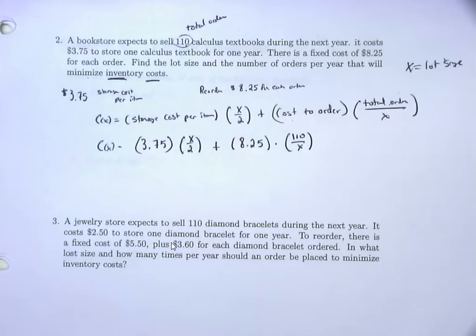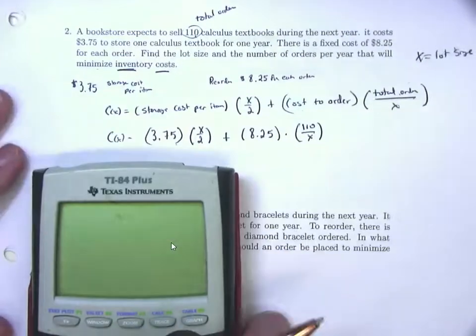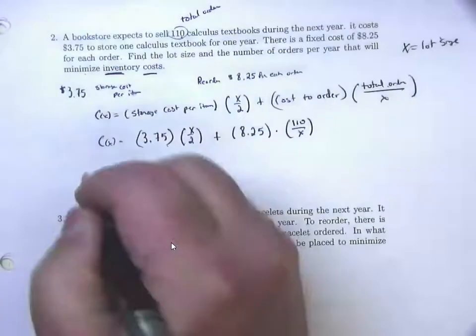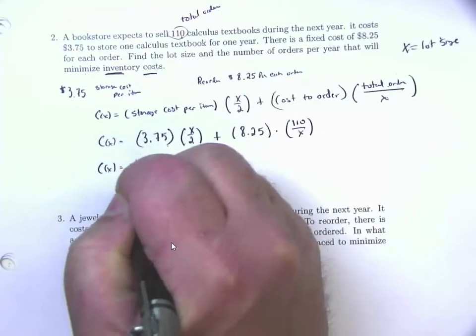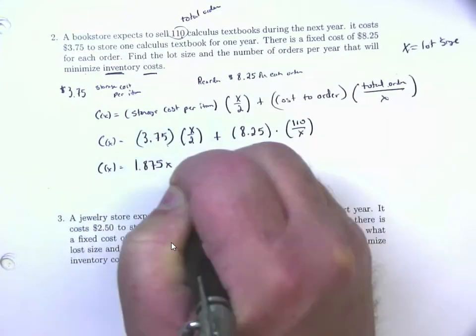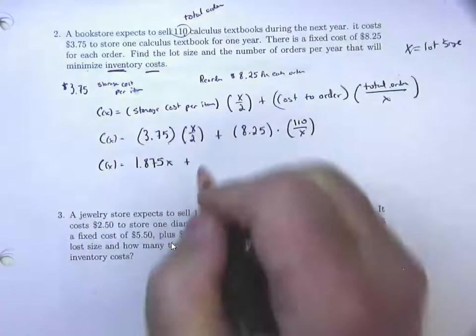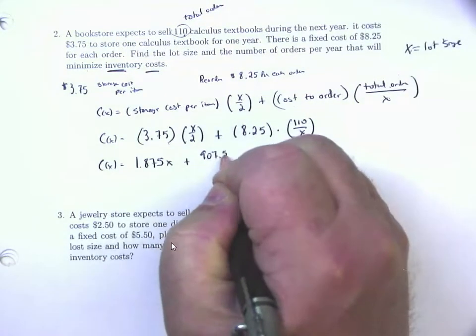Now, the key word to this formula is minimize. Anytime you need to maximize or minimize, you have to take the derivative, set it equal to 0, and solve. But before I do that, here's a hint for your next test. Clean up the function first. 2 goes into 3.75, that'll be 3.75 divided by 2, which is 1.875. So C of X is equal to 1.875 times X plus 8.25 times 110, which is 907.5, divided by X.